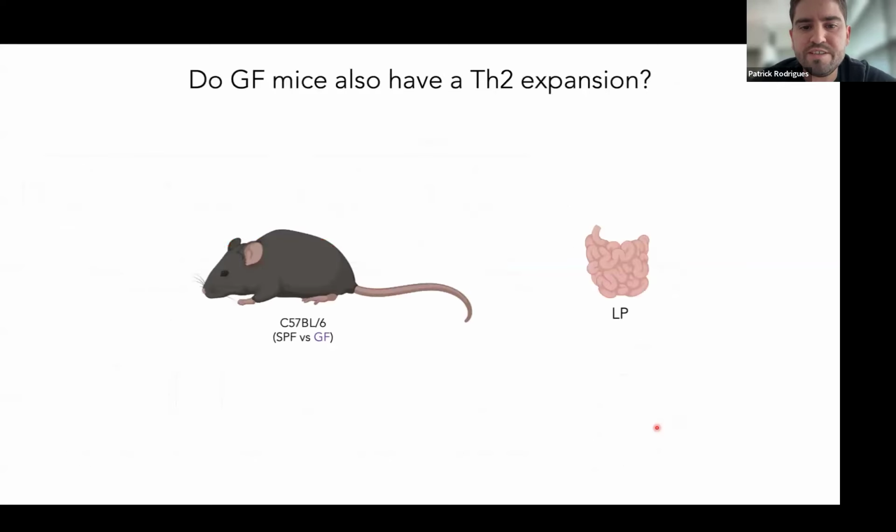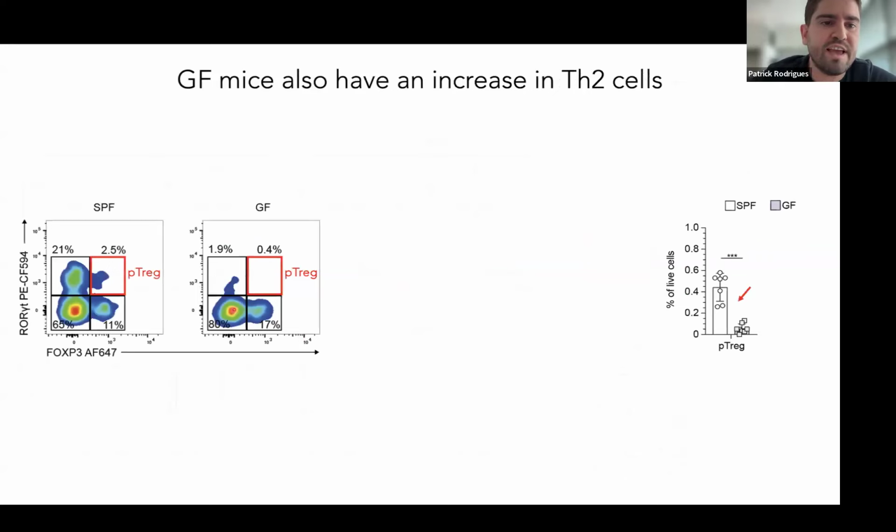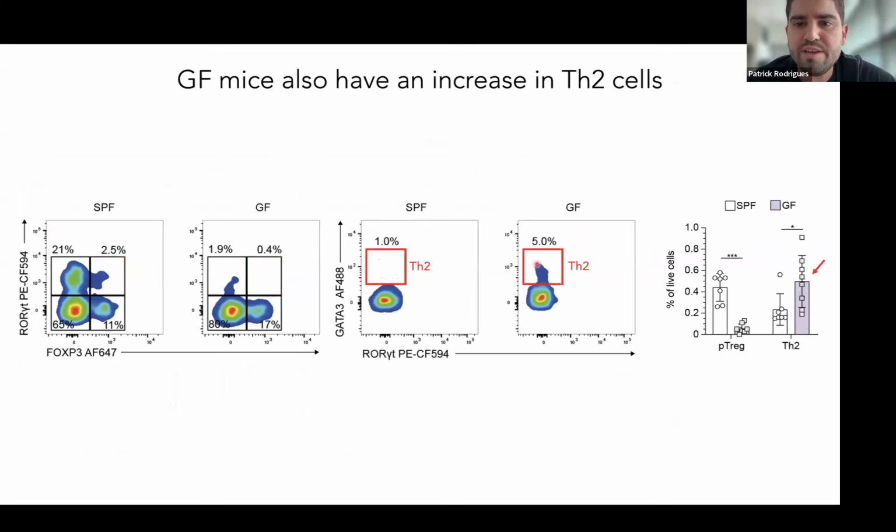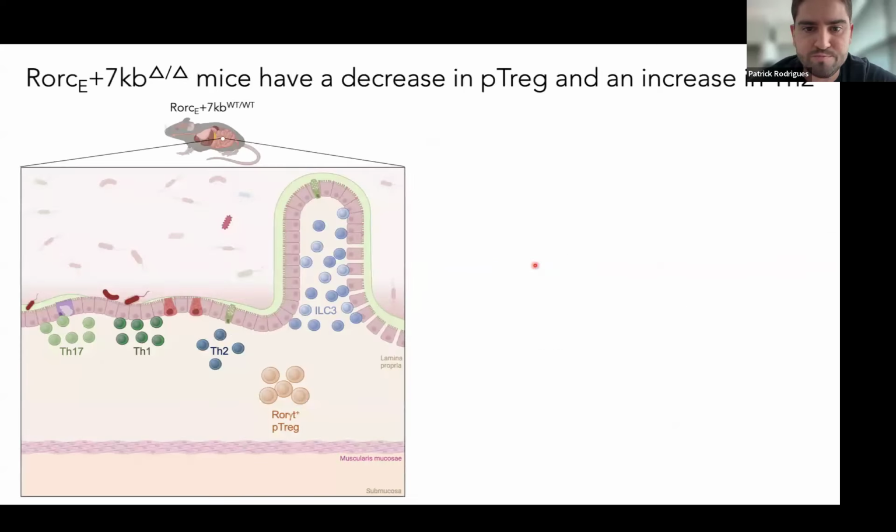And for that, we assessed germ-free mice. So in germ-free mice, we basically saw that we completely lacked the peripheral Treg compartment. This was also already shown. And to our surprise, we also detected this increase of the Th2 compartment. So now keep in mind that these mice don't have any microbiota. So this Th2 expansion is most likely derived by another factor than the microbiome.